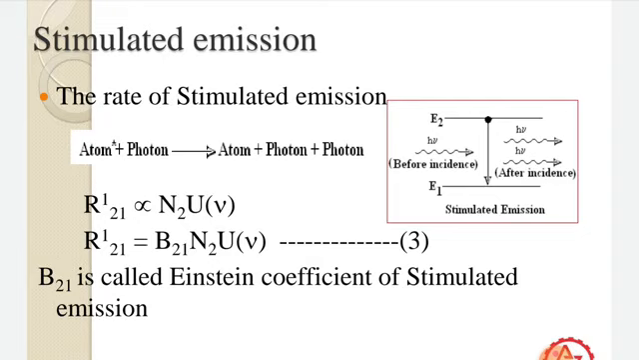One important factor in this kind of emission is that the two photons are in phase, having the same phase and direction of movement. The photon that has the same phase, energy and direction of movement as that of the passing photon is known as the stimulated photon. So we can write the expression as excited atom plus photon gives atom plus two photons, having the same phase and same energy, moving in the same direction.